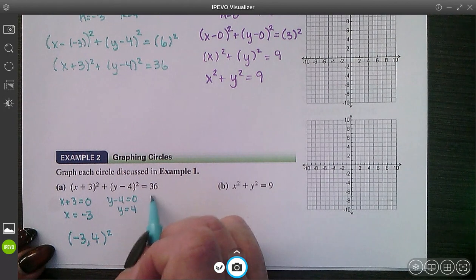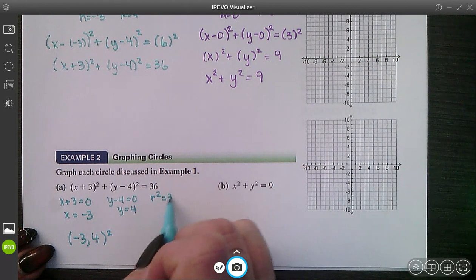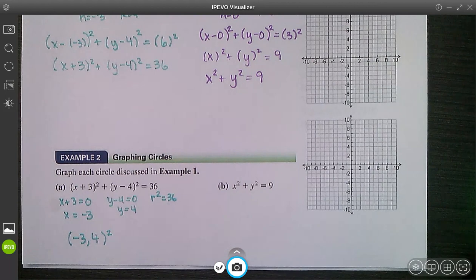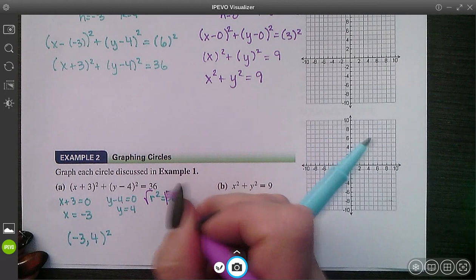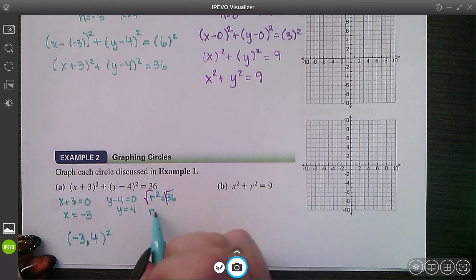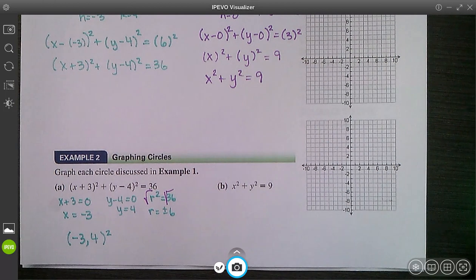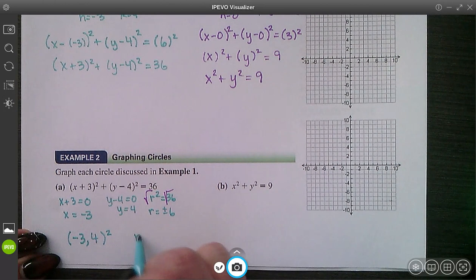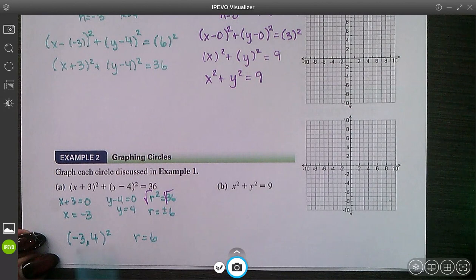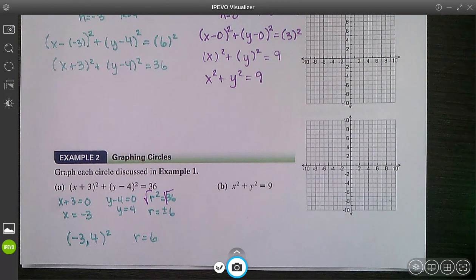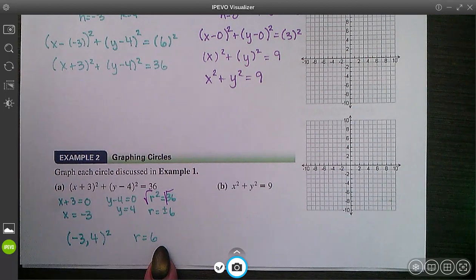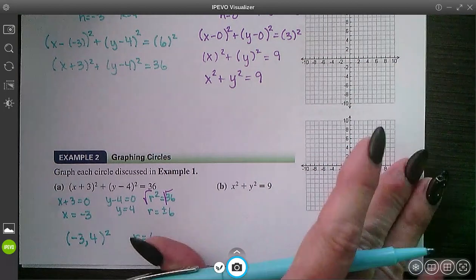And then this is r squared. So r squared equals 36. Take the square root of both sides. Technically, I get plus or minus 6, but since we're talking about the radius of a circle, it would just be regular 6. So I have my center at (-3, 4) and a radius of 6. Hey, that's the one we just looked at.